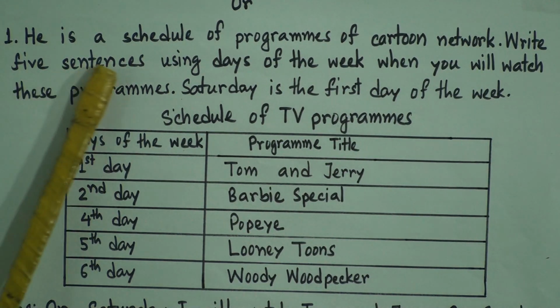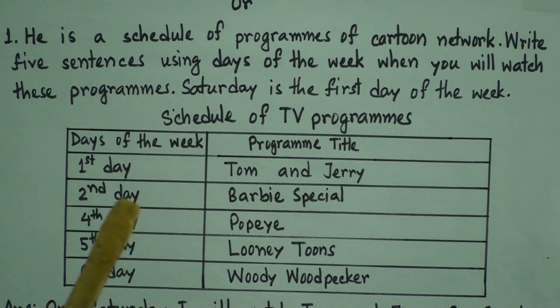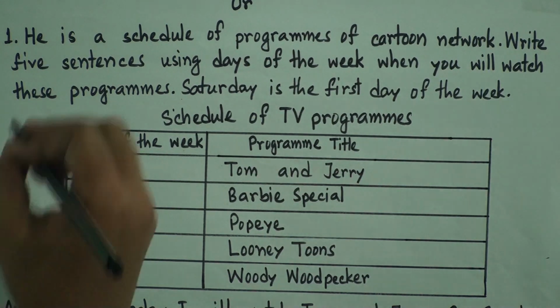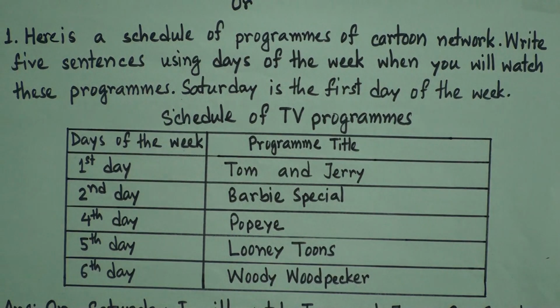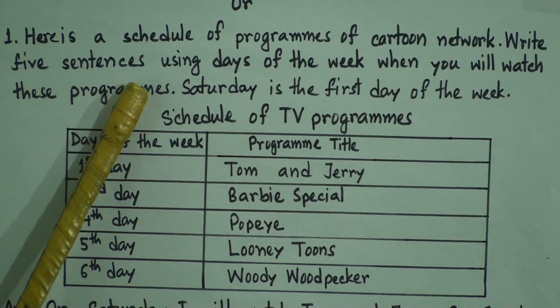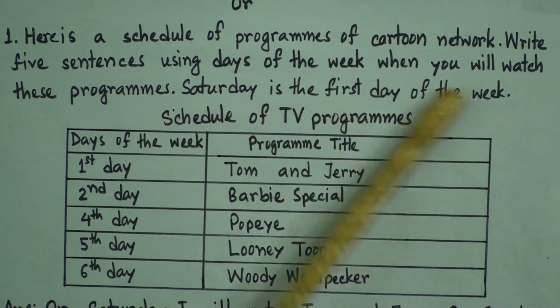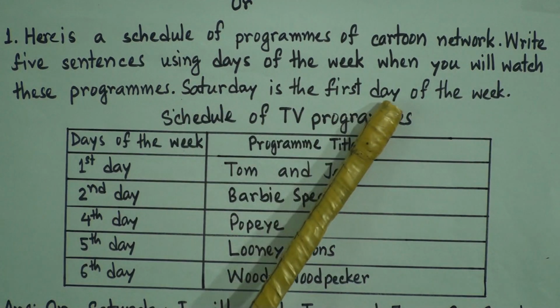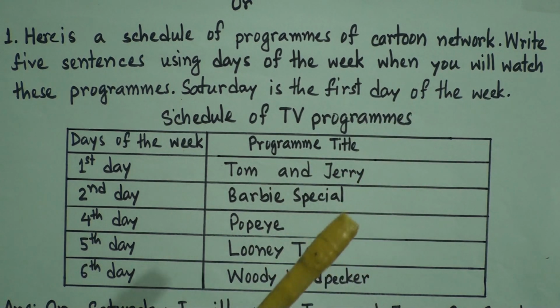Now look, here is a schedule of programs of Cartoon Network. Write 5 sentences using days of the week when you will watch these programs. Saturday is the first day of the week. So there is a schedule of cartoon programs on TV, and you will make a plan to watch TV, but your day will start from Saturday. That means Saturday will be the first day of the week.